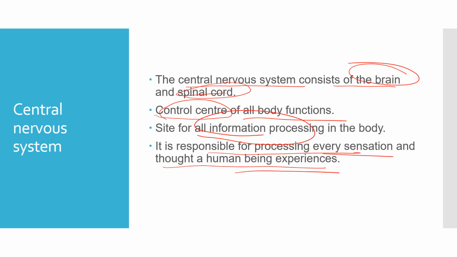So if any damage or problem happens in the central nervous system, what happens? It is unable to process all the information. It is unable to feel the sensation or thought a human being should have, so it causes an information processing delay or information processing problem in a human being. Every sensation or thought of a person comes from the central nervous system.